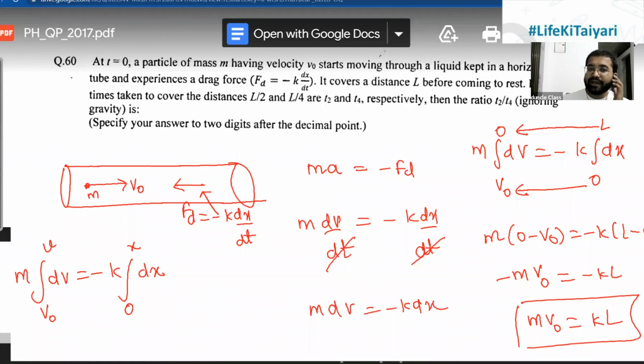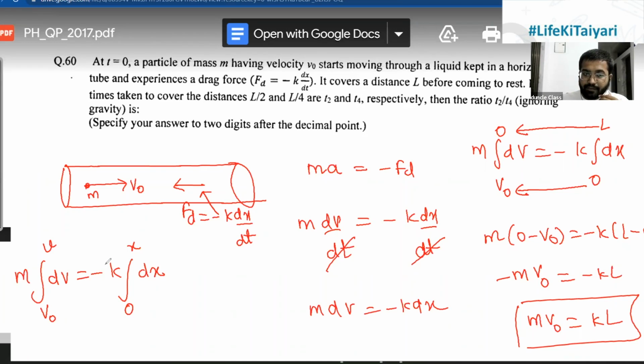Why am I doing this? Because I want a time relationship. Now, how will I find the time relationship? If you have acceleration, you integrate and you get velocity. If you again integrate, then only you will get position. And I want the position and time relationship. So I want the velocity time relationship first. Then I will integrate.